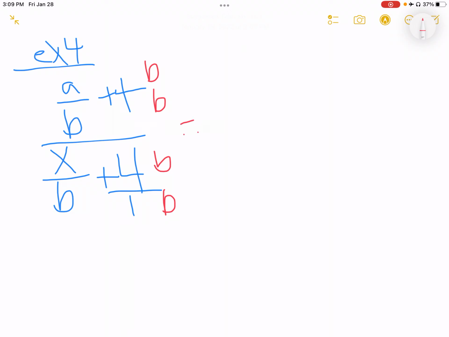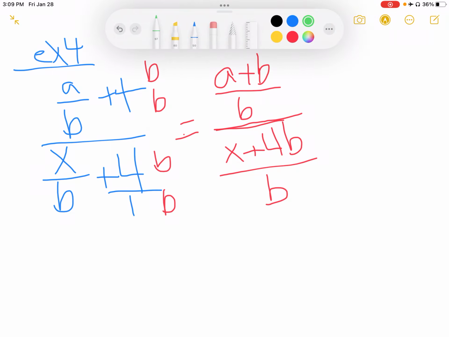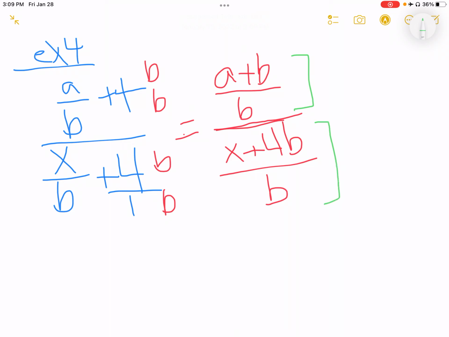Okay, so if we write this in simplified form, for the top we'd have a plus b over b, and for the bottom we'd have x plus 4b over b. If you remember what we did in our last example, this little bar here means divide. So again, we have our top term here and our bottom term here.